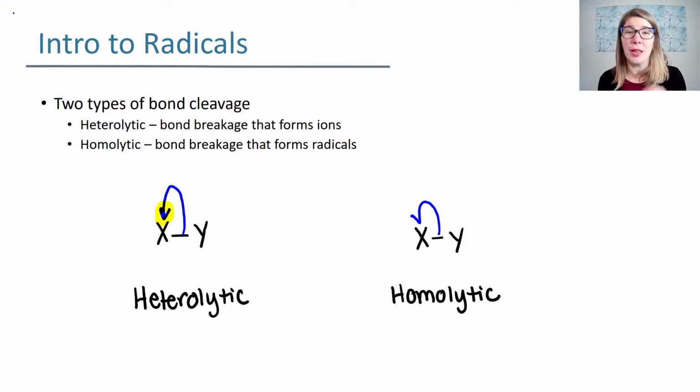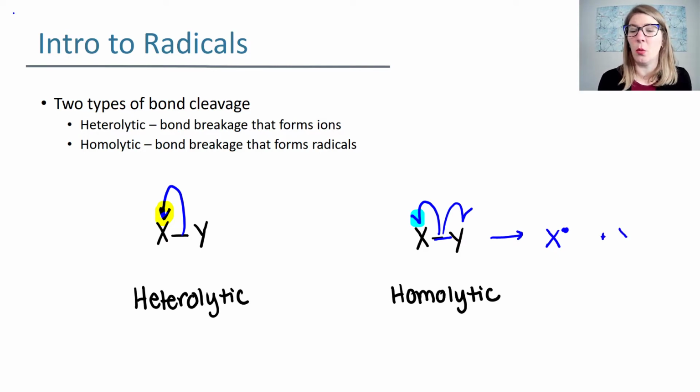which describes the movement of two electrons, now we're going to use this fishhook arrowhead, where that describes the movement of one electron. So this arrow is saying one electron in that bond is going to X, and then I'm going to draw another arrow saying the other electron in that bond is going to Y. And I'm just going to lengthen that bond a little bit so it looks a little nicer. So homolytic bond cleavage is going to give you X with one unpaired electron and Y with one unpaired electron.